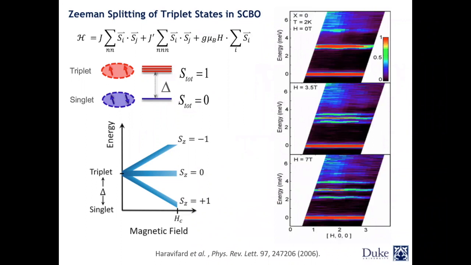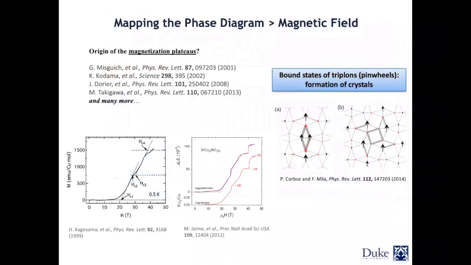So you're looking at inelastic neutron scattering data, energy as a function of Q. At zero field, this is the 3 meV single triplet excitations. At 3.5 tesla, you can see the separation. At 7 tesla, even further. So what it's showing is that really high magnetic fields are needed to be able to even start to see what's going to happen when you start to cross these singlet states. And this is what happened.